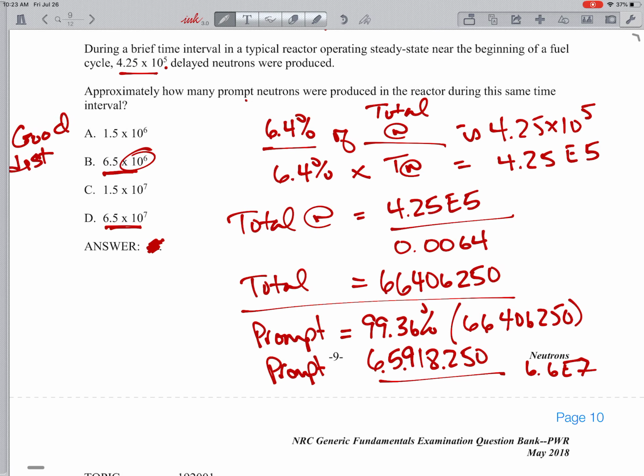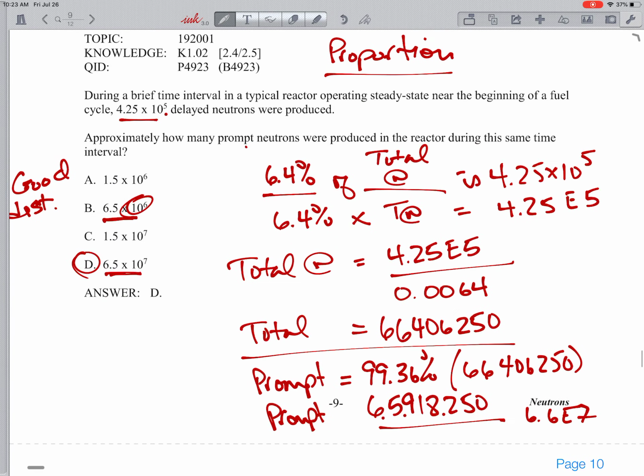The answer is actually delta. The answer is not Bravo. 1.5 times 10 to the 6? No, it's not 1.5 times 10 to the 7. It's 6.5 times 10 to the 7. So let's see if we got it right. I bet you a lot of people picked Bravo. And the NRC man was very proud of himself. So that's a really good distractor. Watch out for that one.